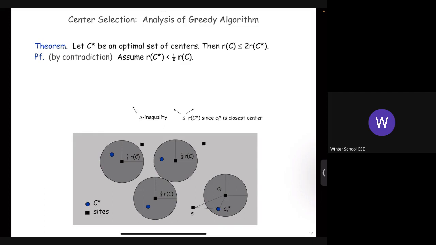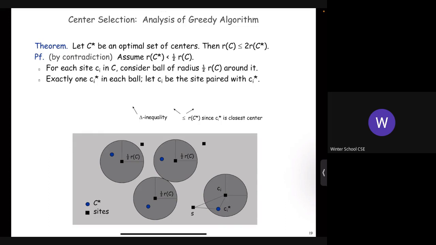First observation is, okay, so we are considering this. Now, let's see where these optimal centers are placed. My claim is in every ball, there should be one optimal center. Why? Because if you don't put a center, then who will cover that center? So if I do not have blue guys here, then who will cover this black guy? Look, optimal centers also cover every point within the radius of RC star.